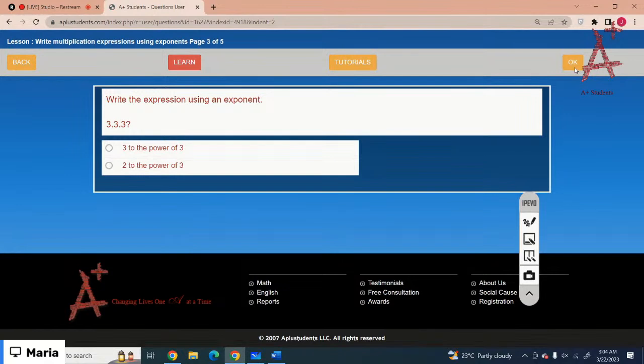The next one is 3 times 3 times 3. Which is the correct option? 3 is multiplying 3 times. That means 3 is the base with a factor of 3, because it is multiplying 3 times. So it would be 3 to the power of 3. That is option number 1.